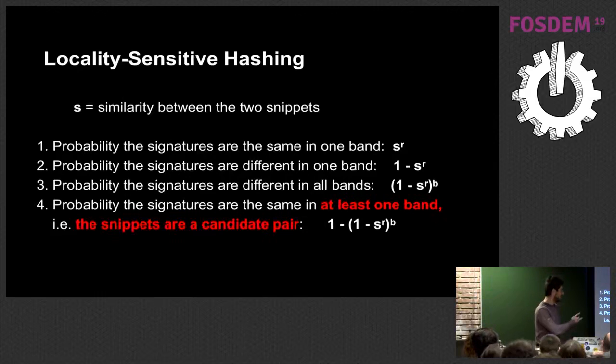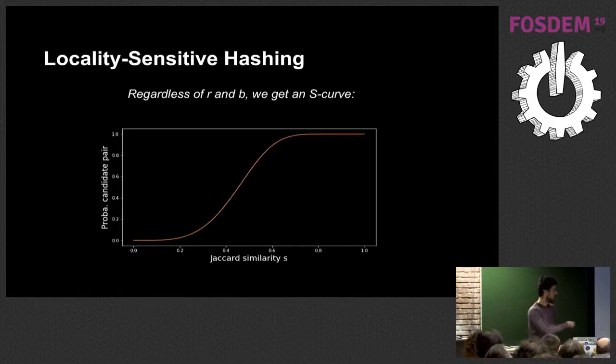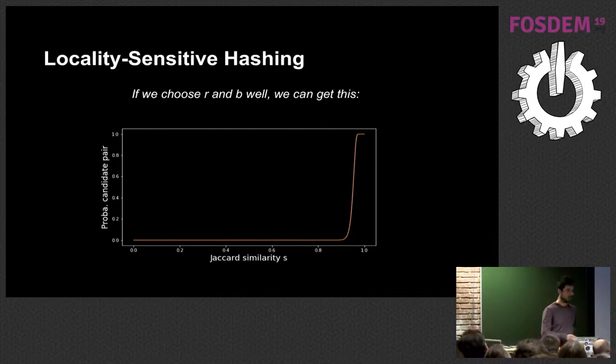So for those of you that don't often do math or haven't done some for a while, this might seem a bit abstract, but basically this function, regardless of R and B, has this shape, what we call an S-curve. Now, if we choose R and B appropriately, we get this kind of curve, which is exactly what we want, because this curve means that if we have a candidate pair, then with high probability they will have a Jaccard similarity over a certain threshold that you can choose beforehand. So here, this is an example with a threshold of about 0.95 for the similarity.